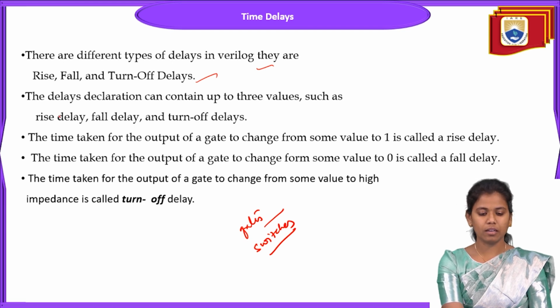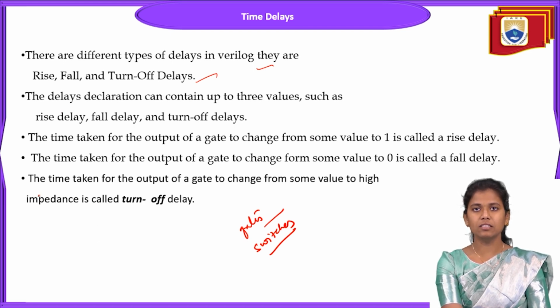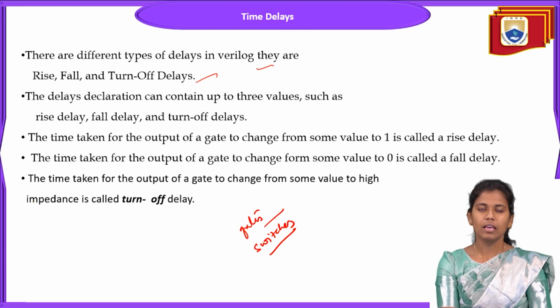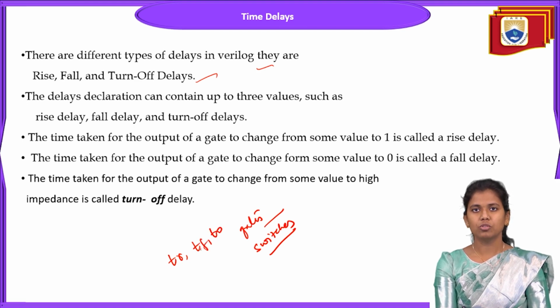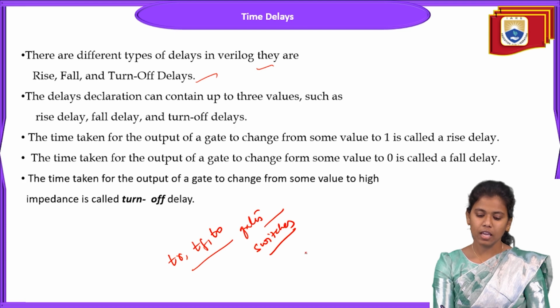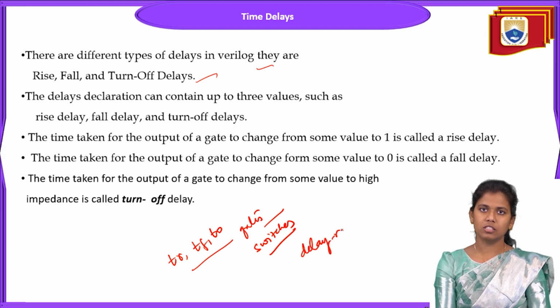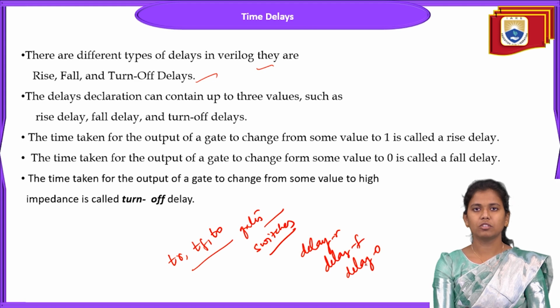Regarding the delay declaration, it can contain up to three values. The rise delay is represented with TR, the fall delay with TF, and the turn off delay with TO. These are the delay declarations with respect to time. Usually we represent them like this: delay, this is for the rise delay, this is for the fall delay, and this is for the turn off delay.